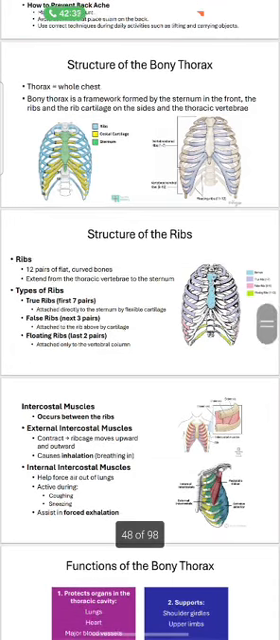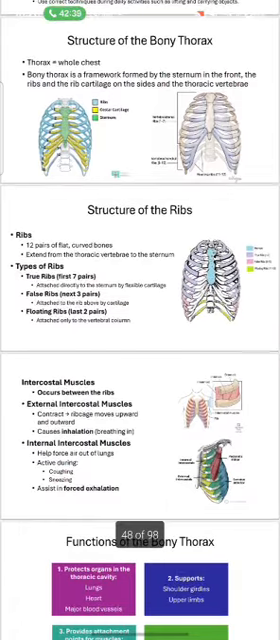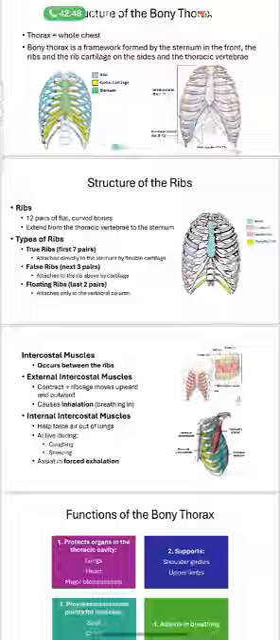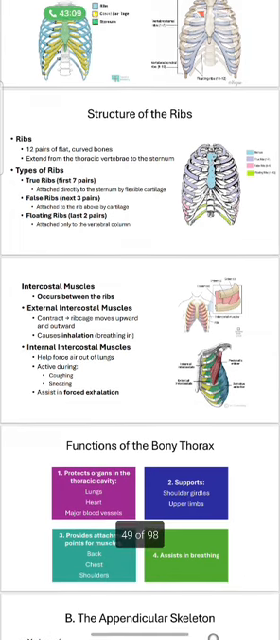The ribs have 12 pairs of flat curved bones. They extend from the thoracic vertebrae to the sternum. There are three types of ribs. True ribs are the first 7 pairs, attached directly to the sternum by flexible cartilage. False ribs are the next 3 pairs, attached to the rib above by cartilage. Floating ribs are the last 2 pairs, attached only to the vertebral column.